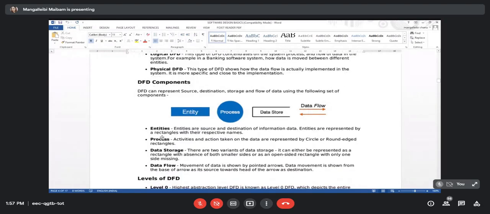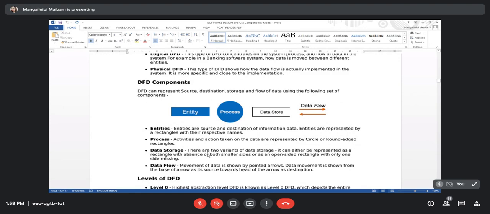So entities, it is explained here. I told you it is an object. So entities are source and destination. So source and destination of information, of data: from where it is initiated, from where it's going to end. So that will be shown in the entity process.